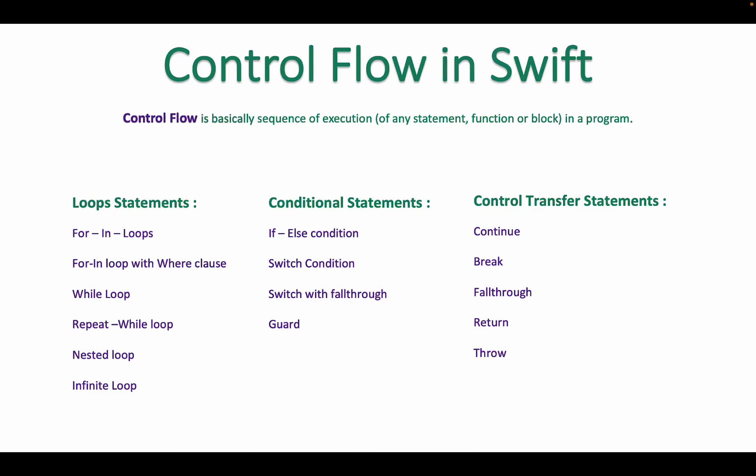Hello everyone. In this video, we will learn about control flow in Swift programming. Control flow is basically the sequence of execution of any statement, function or block in our program. That means it tells the computer how the program will execute. What is the sequence of execution? And for deciding the control flow, we use either loop statements, conditional statements, or control transfer statements.